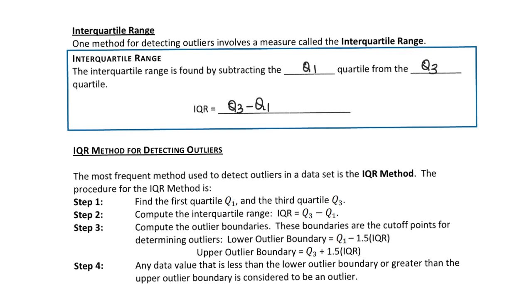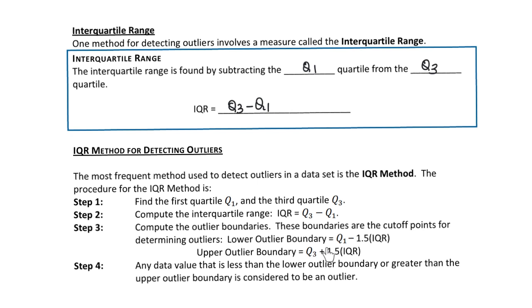Interquartile range is Q3 minus Q1. Interquartile range method for detecting outliers. First find Q1 and Q3 and find the interquartile range, Q3 minus Q1. Compute the outlier boundaries. Those boundaries are the cutoff points for determining the outliers.